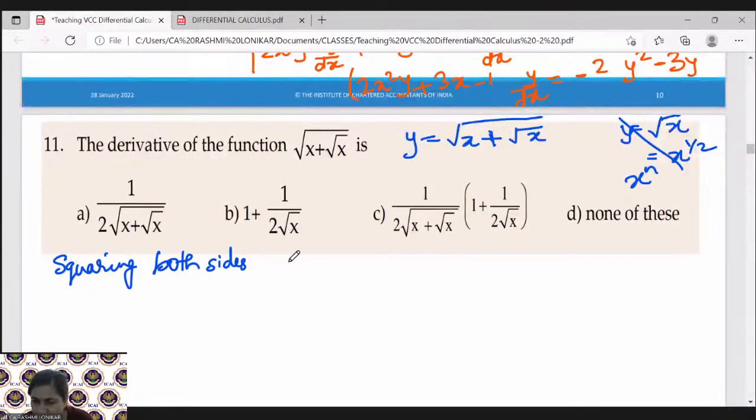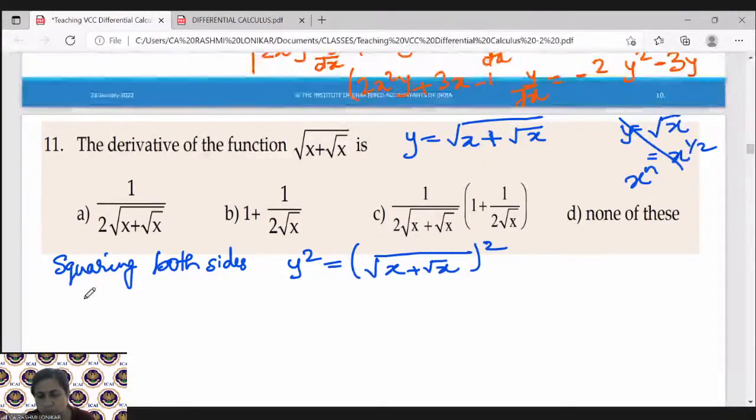So squaring both sides, what will I get? y square will be equal to square root of x plus square root of x whole square. If I square a square root, what will happen? The square root sign goes away. So what is left? y square is equal to x plus square root of x.